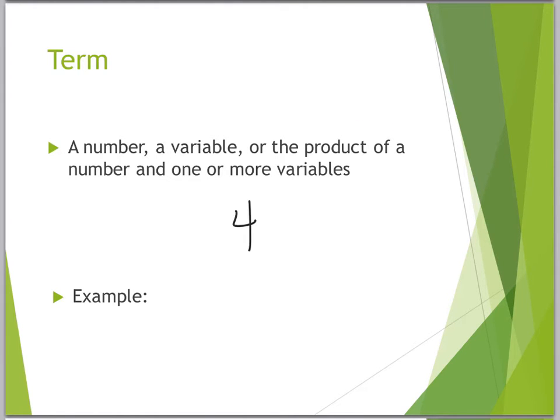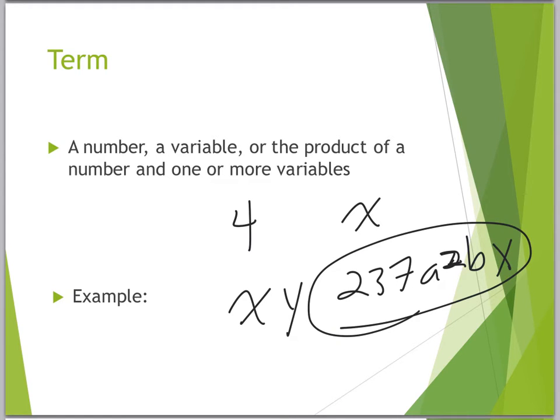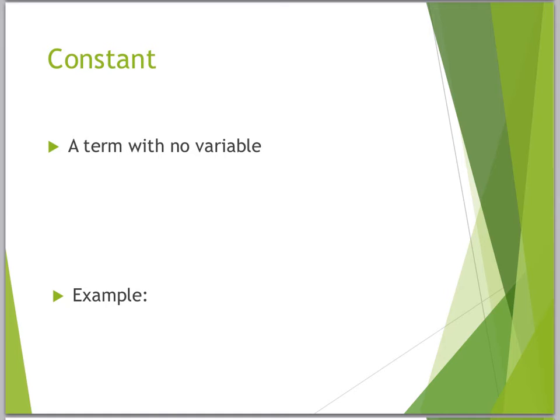So 4 is a term. X is a term. XY is a term. 237 A squared B X is a term. I know you're excited by that. A constant is a term with no variable, so the number 4. The number negative 312. It's constant. It doesn't change. It doesn't vary. Right? Any variable, automatically not a constant.